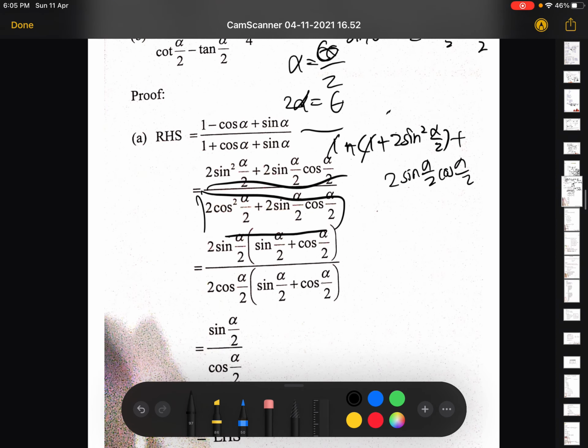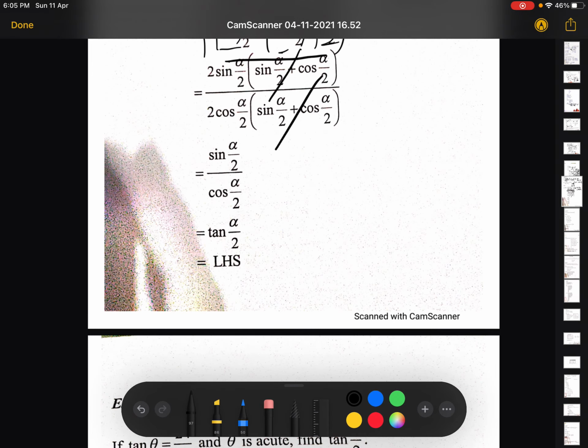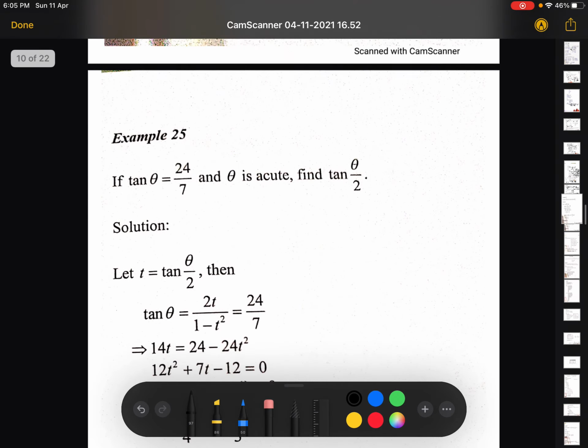And then what do I do after this? I try and take out the common factor, which is sine. Now sine. For here it's cos. I cut out the same part, similar part, then you will get tan alpha over 2.